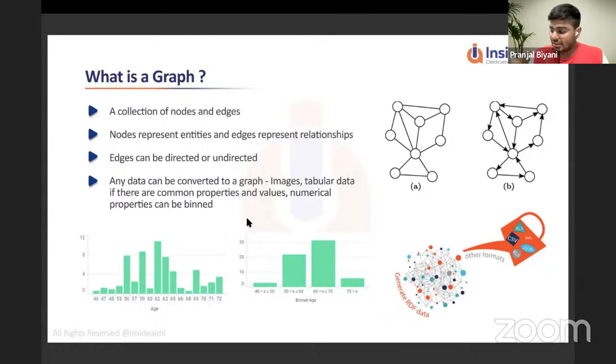Now, you must be thinking that there must be some kind of requirement for any data to be converted into a graph. The truth is you can convert almost all kinds of data into a graph as long as you are able to define what is a relationship, right? For example, let's take an image. Can you convert an image to a graph? Can you think of converting an image to a graph? Anyone?